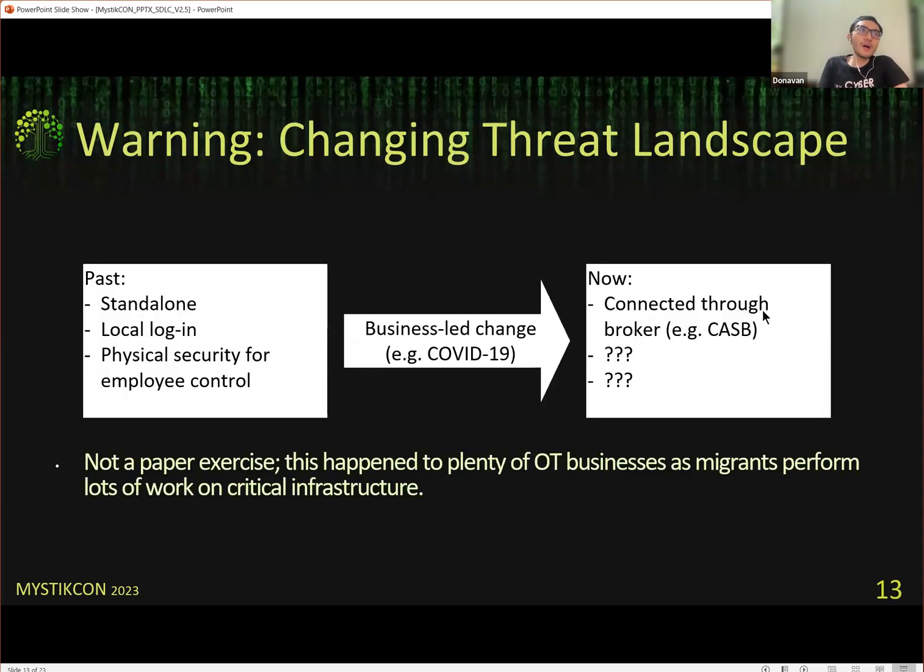Some years ago, we remember that there was something called COVID-19, right? I hope this is a distant memory. Unfortunately, in Singapore, the COVID-19 cases are coming back up, so it might become relevant again, right? But think about this example here. Imagine you have a power grid, and in the past, it's a critical infrastructure, so you would typically make it a standalone system. If you want to adjust things in the power grid, you will get a contractor to go down to the site, perform a local login, and you manage these guys through physical security controls, right? You have access cards, you need to tap in to go into a protected facility.